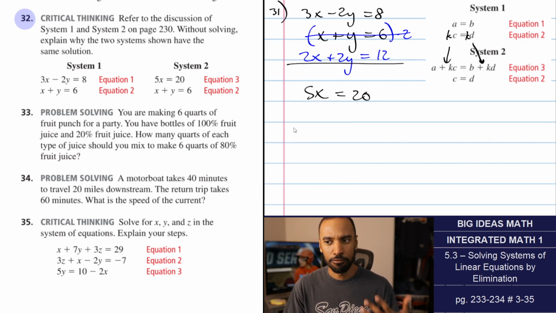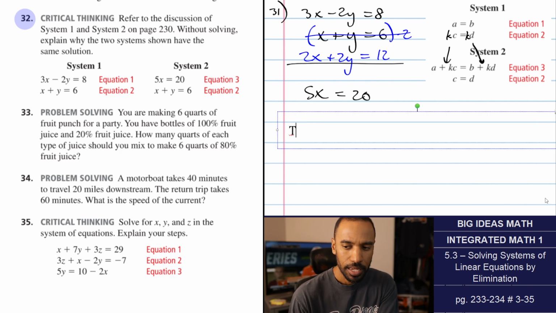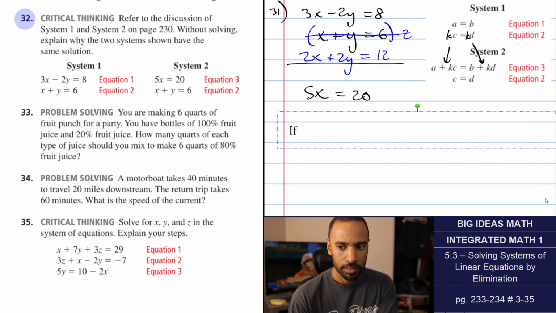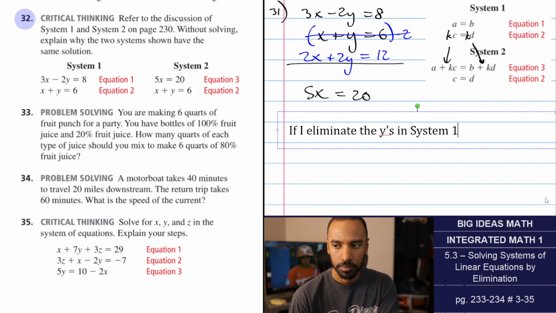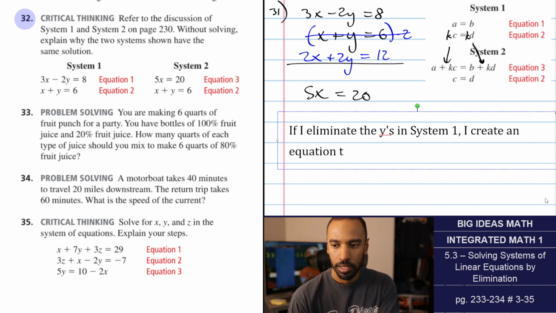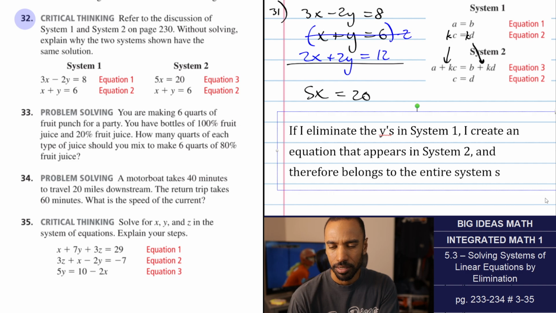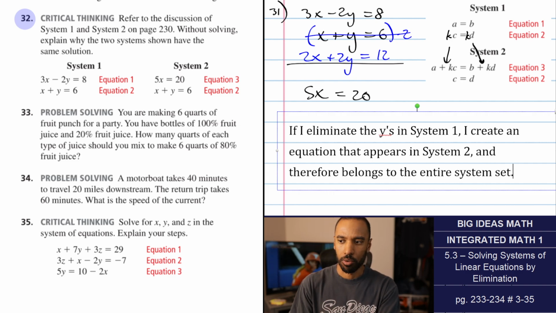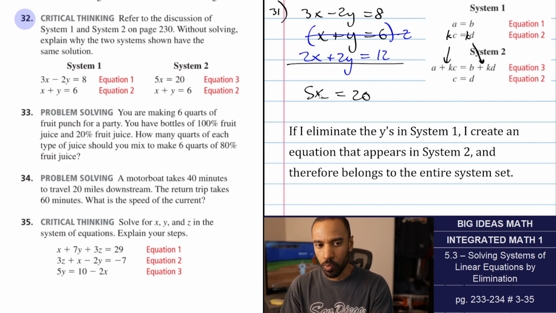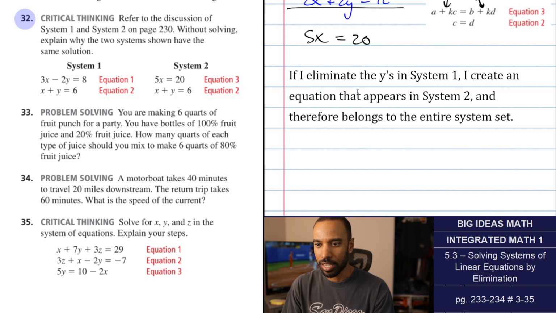So my explanation is kind of vocal here, but if I eliminate the y's in system 1, I create an equation that appears in system 2 and therefore belongs to the entire system set, I guess. But they have the same solution, therefore, right? I'm working my way to my solutions with that in mind. Do I need to do something here to solve this way? No, I divide by 5 and then I do a substitution for x. But yeah, it kind of just works in that format.